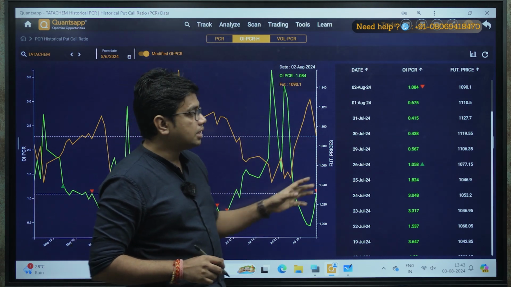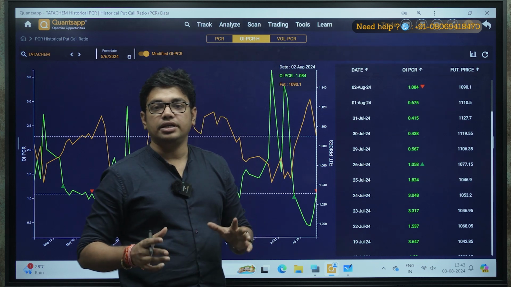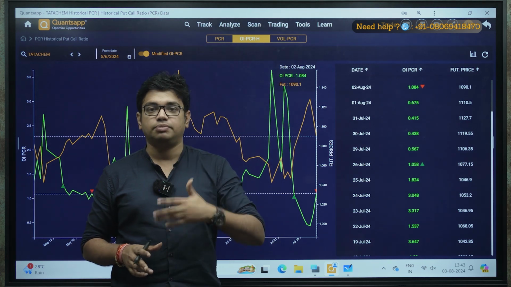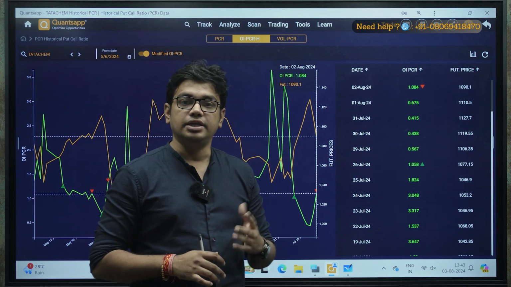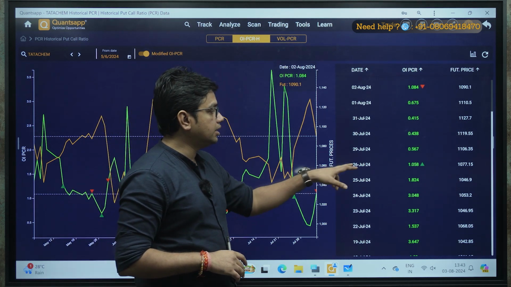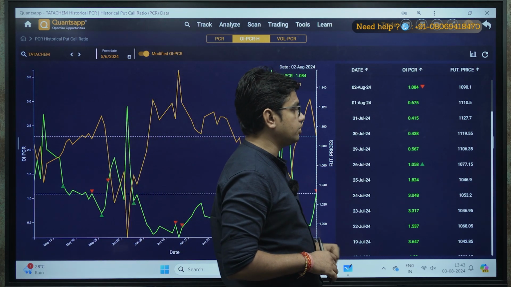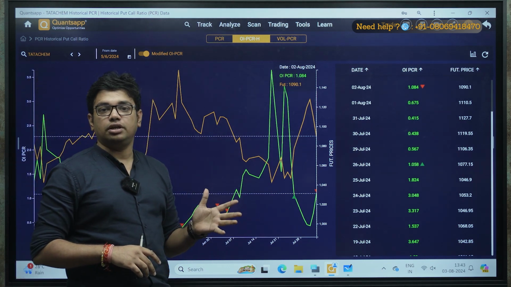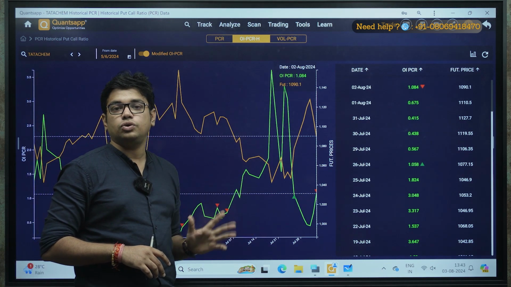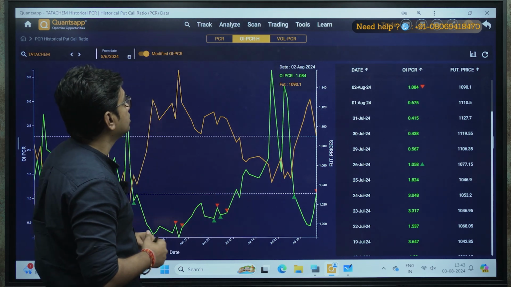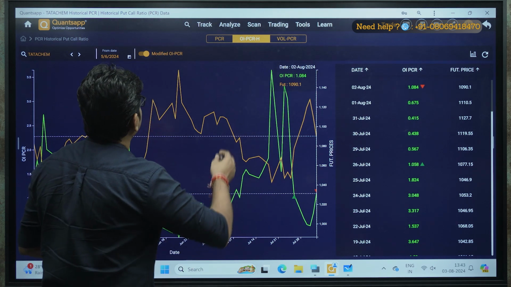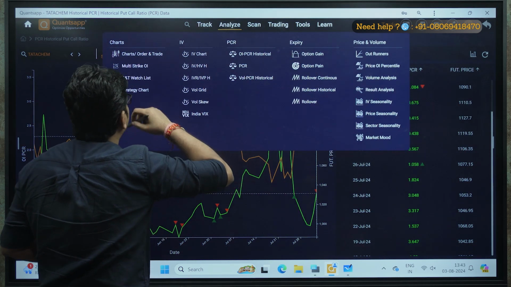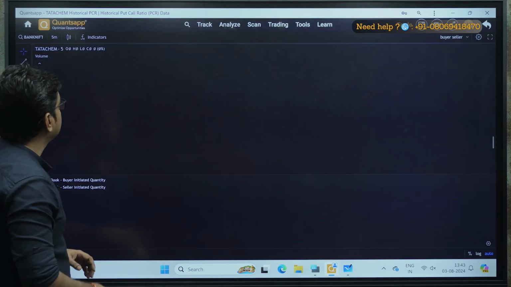Now just because a triangle appeared over here, I will not initiate the trade. I will look for some price action, then I will initiate the trade. So let's just say here on 26th July there was an uptrend. So I'll go to the chart, I will look for the price action, and according to that I will take the trade. For the chart I'll go to analyze, charts, order and trade.